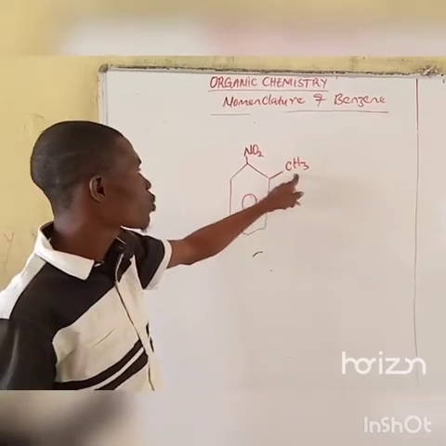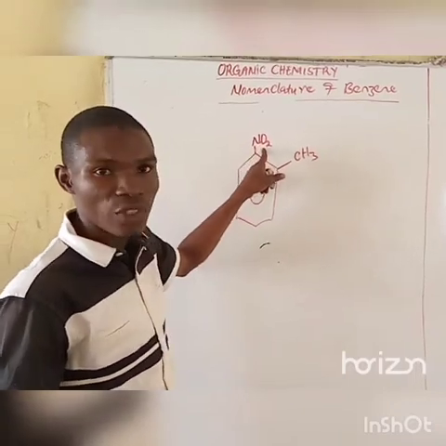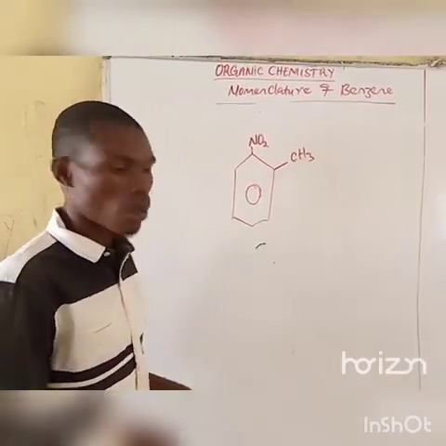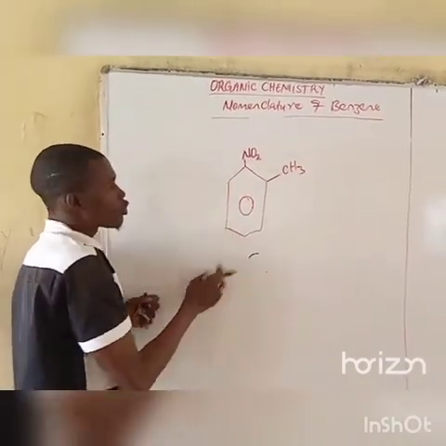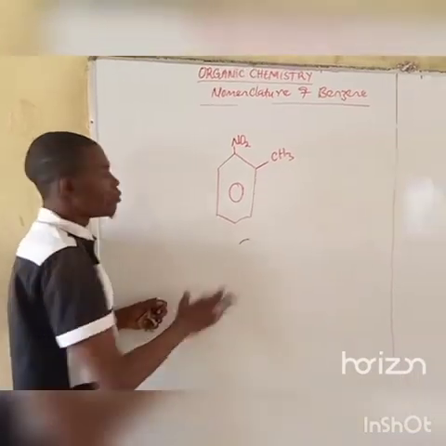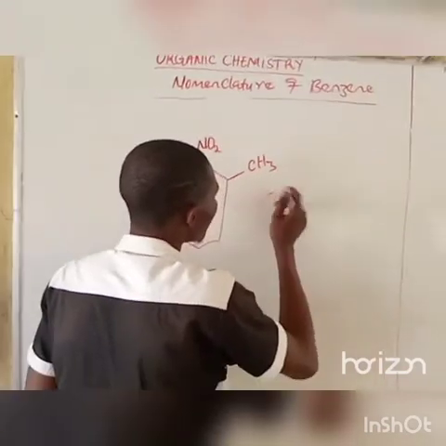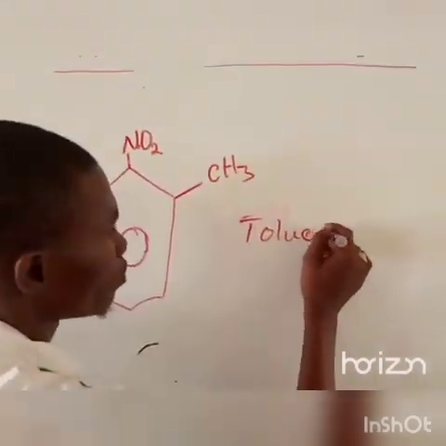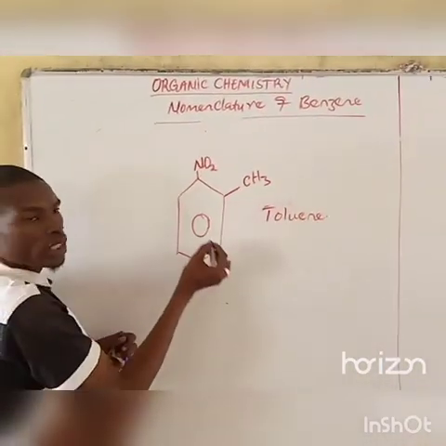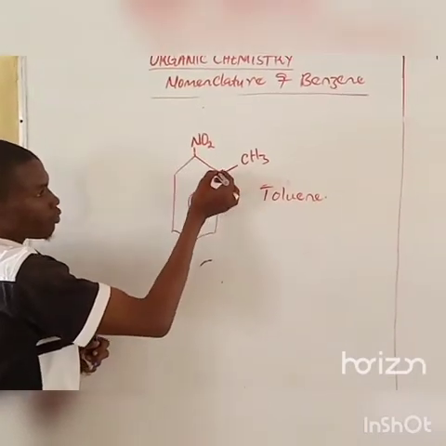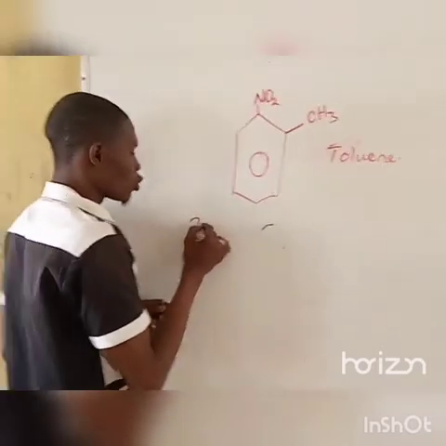So therefore, this one will be given more consideration, because this one is withdrawing, while this one is supplying. So this one will carry the parent name, meaning this compound will be called toluene. Since it's called toluene, we start our counting from here: 1, 2. On carbon number 2, we have a nitro group, so we call it 2-nitro.